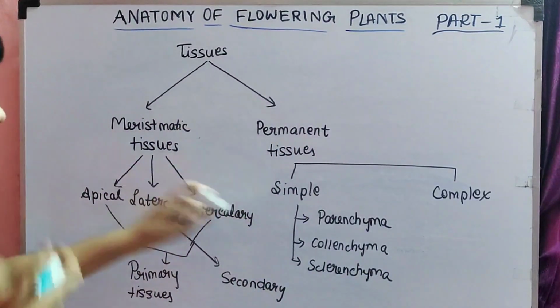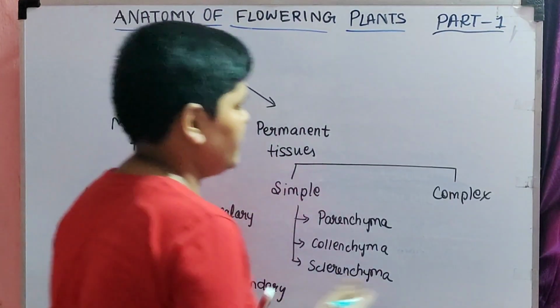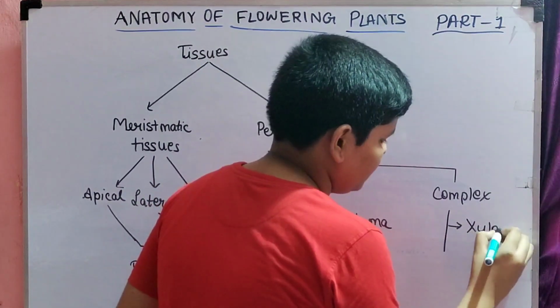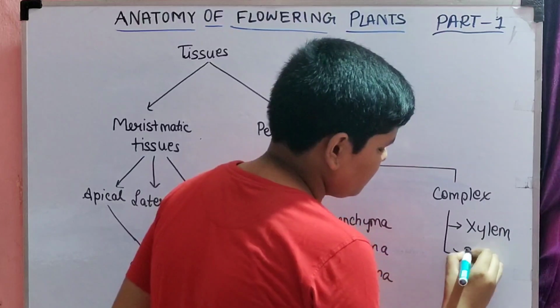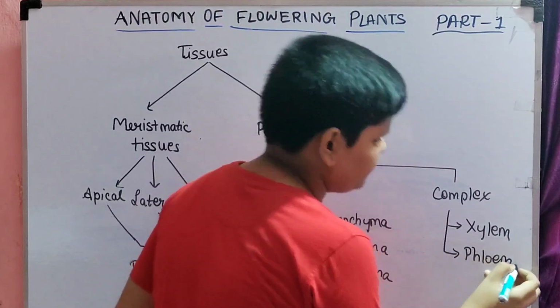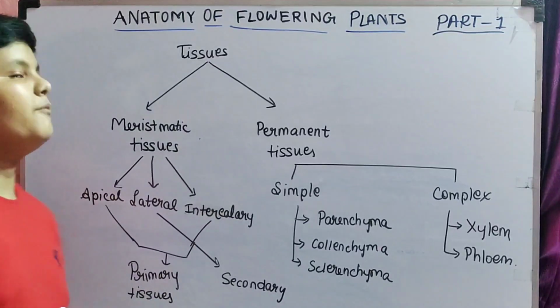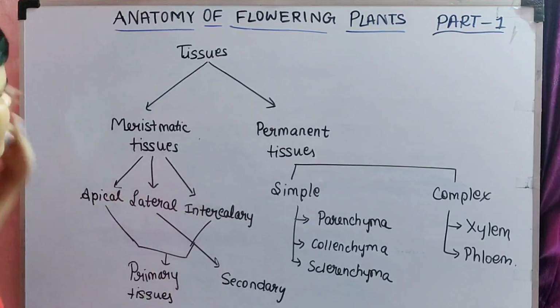Parenchyma, collenchyma, and sclerenchyma are the types of simple permanent tissues. For complex permanent tissues, we have xylem and phloem. So this is the main flowchart from which we will be discussing the whole chapter of anatomy of flowering plants.